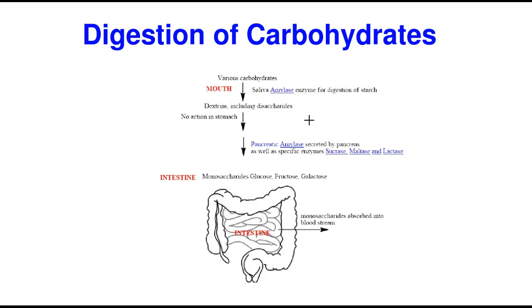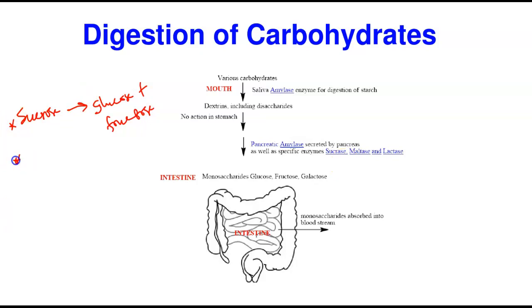Then the intestine has 3 enzymes. Sucrase: remember, the sucrase will act on sucrose, converting it of course into glucose plus fructose. This is what the sucrase does. The sucrase will break this thing down.